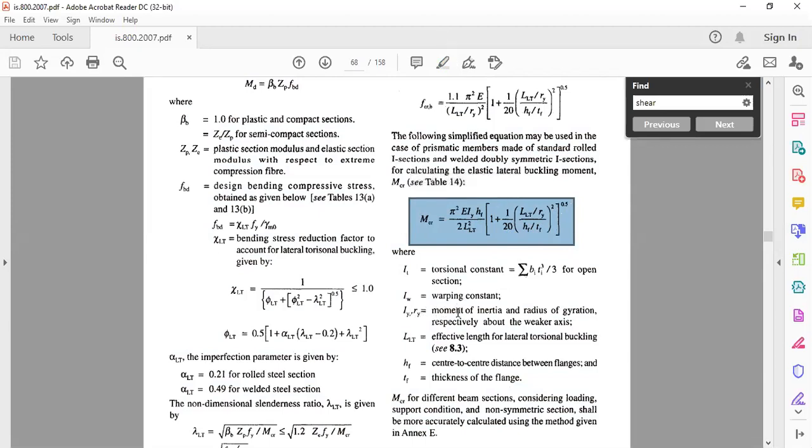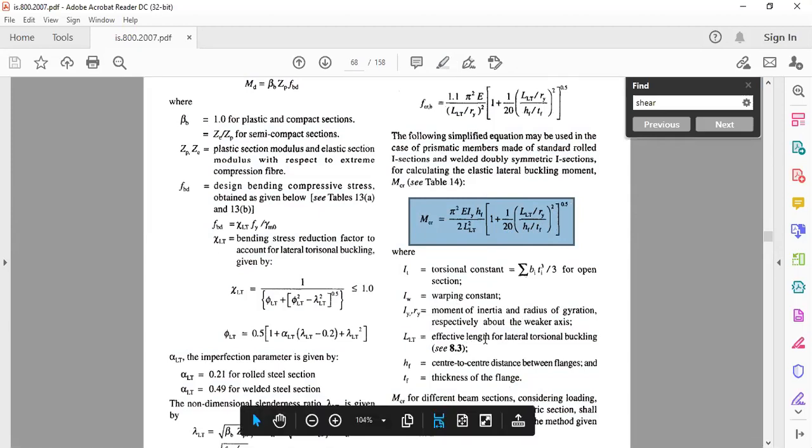Iy and ry are the moment of inertia about the weaker axis and the radius of gyration. LLT is the effective length. hf is the center to center distance between the flanges. Then tf is the thickness of flange. So this is the concept. Let us move on to the formula substitution.